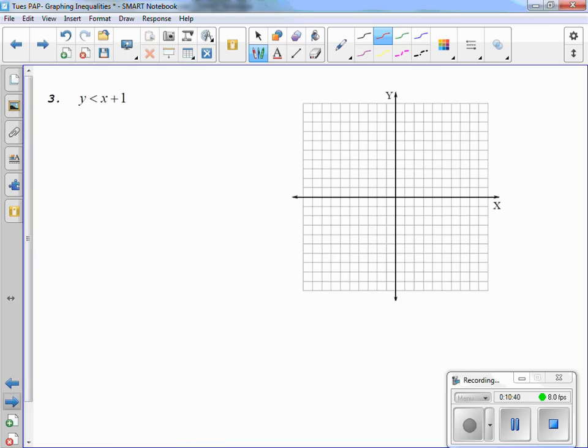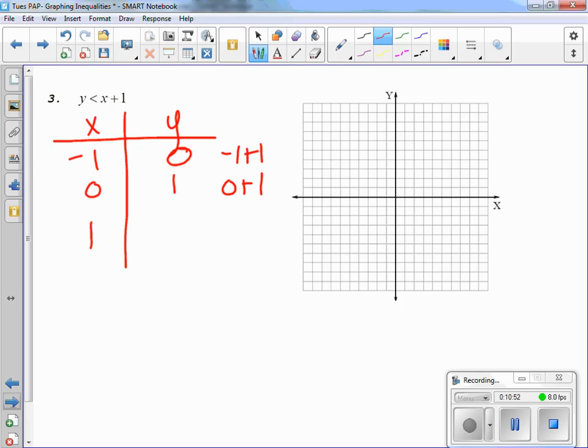This one's already solved for y for us, so we're just going to do a t-chart. Again, -1, 0, 1. So this is going to be -1 plus 1, gives me 0. This is going to be 0 plus 1, 1. 1 plus 1, 2. So I've got -1, 0, 0, 1, and 1, 2. Notice it's going up 1 over 1, up 1 over 1, so I can continue to do that all the way across. And again, that just helps you make sure that your values are coming out right and that you're drawing a straight line.